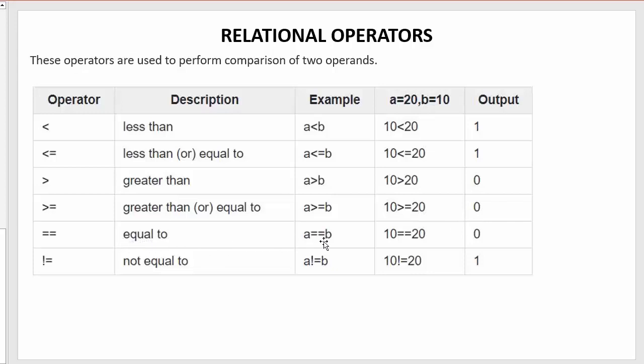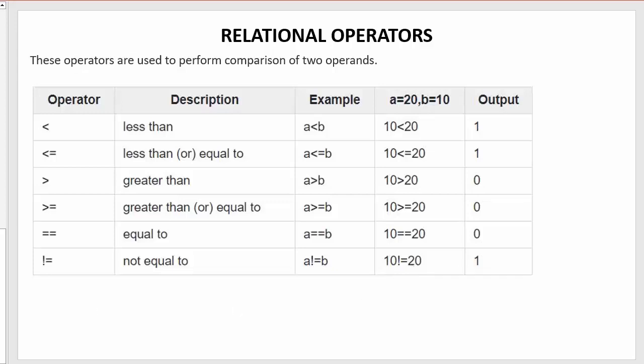Equal to operator, A equal to B. A value is 10 and B value is 20. So is 10 equal to 20? No, 10 is not equal to 20. That's why we will get 0 as output. Not equals to, A not equals to B. Is 10 not equal to 20? Yes, since 10 is not equal to 20, we will get the output as 1, which is true.